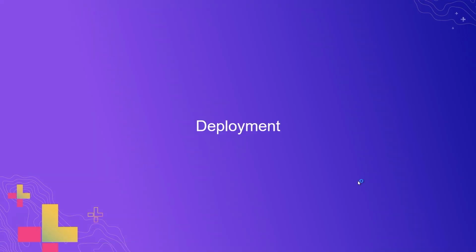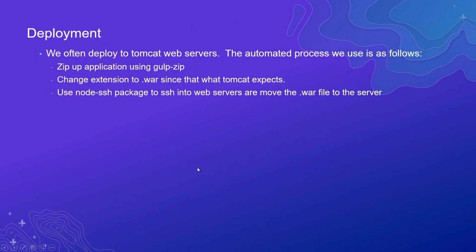And finally, the pipeline ends with the deployment phase. Just like with everything else, there are several ways that you can accomplish this. We're actually deploying our applications in a production server to Tomcat. So the process that we use is as follows. We zip up the applications using another gulp package called gulp zip. And then Tomcat is actually expecting WAR files, which is just a zip file that's renamed a WAR. So we use our build system to change the file extension of it.